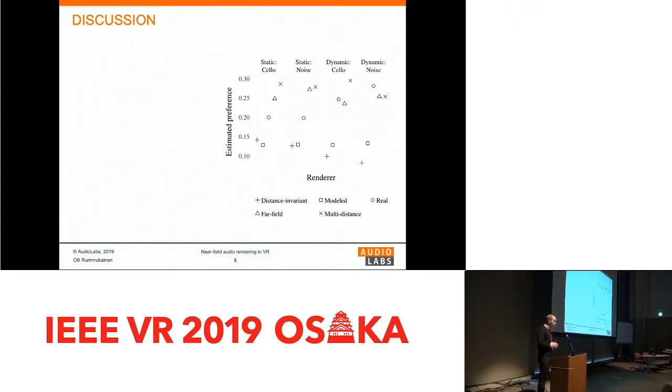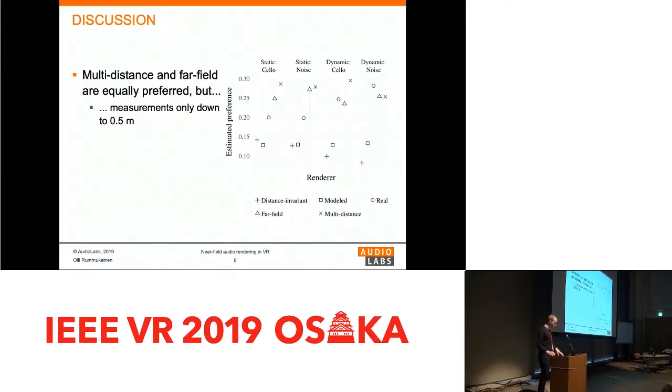Okay, a few words, because we were also a bit puzzled by our results, so some reasons why we obtained these results. We were expecting to see more benefit of the multi-distance measured HRTFs, but the thing is that we only had measurements down to 0.5 meter from the listener. So actually, the really interesting effects happen within 0.5 meter, so we would need to obtain better HRTFs to really make a meaningful comparison there.